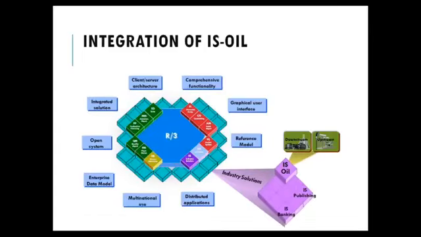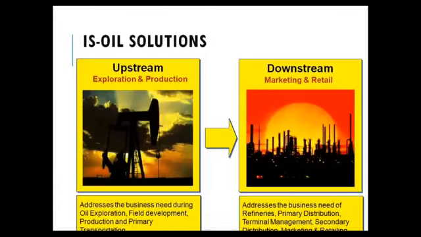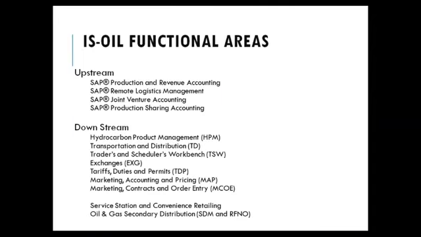So IS-Oil is again divided into downstream and upstream. The upstream processes, oil exploration, field development, production, primary transportation, all those form part of it. And the downstream is called marketing and retail. It deals with refineries, primary distribution, terminal management, secondary distribution, marketing and retail.